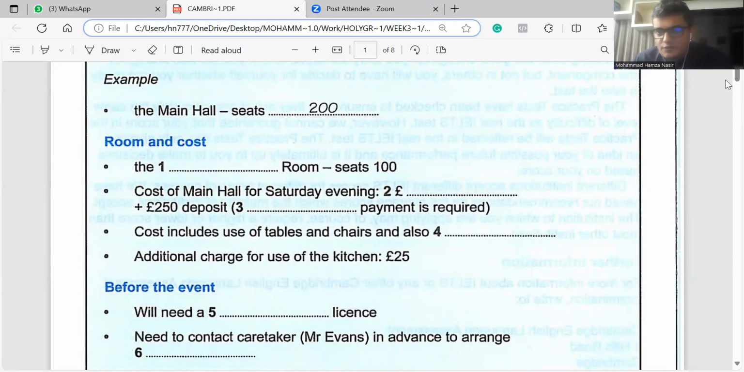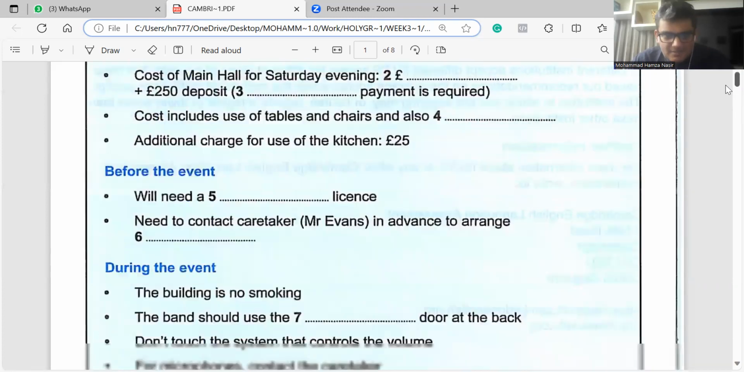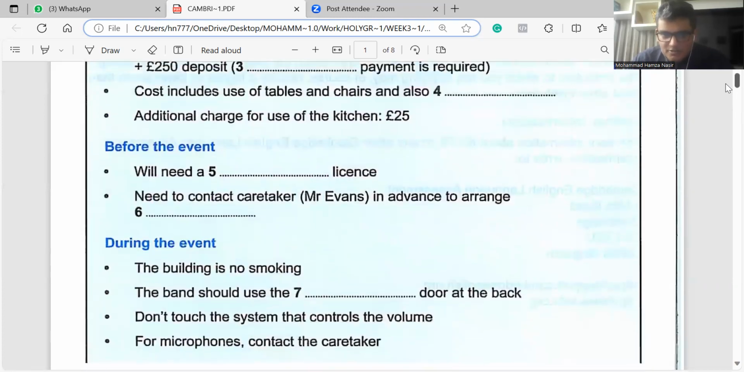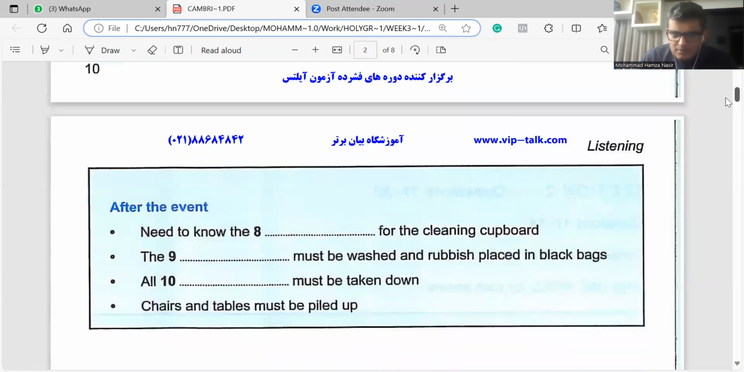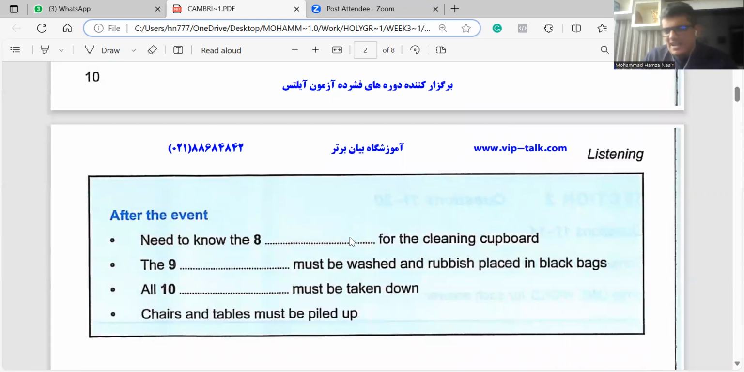Similarly, if you look at the keywords for question 5, it's going to be license. For number 6, it's going to be caretaker, Mr. Evans. For number 7, it's going to be the band, door at the back. For number 8, it's going to be cleaning cupboard. Need to know the dash for the cleaning cupboard. What could it be? Need to know the code for the cleaning cupboard. Need to know the access code for the cleaning cupboard. Scratch access code because it's 2 words, and obviously we need to pay particular attention to the instructions. We need to know the password for the cleaning cupboard. These are some plausible answers.